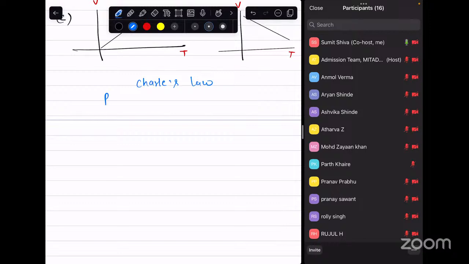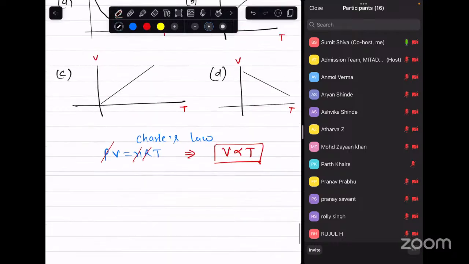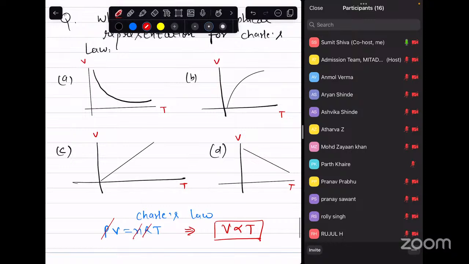Charles law. PV is equal to nRT. In case of Charles law, pressure is kept constant, n is constant, R is constant. So we have V directly proportional to T in kelvins. And if V is directly proportional to T, which graph will be most appropriate? Yes. What will be the answer? C option will be the correct one.